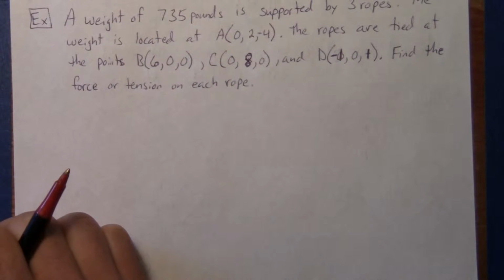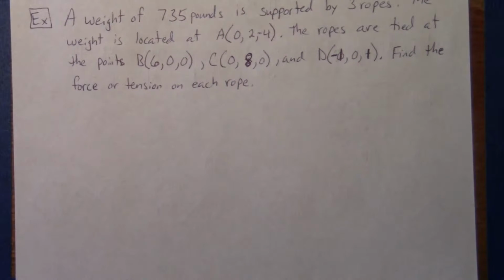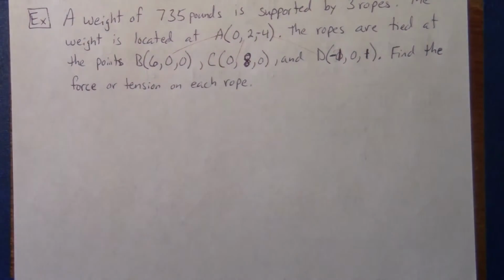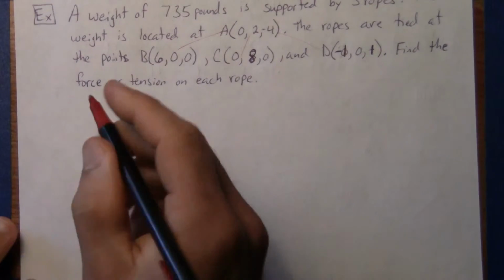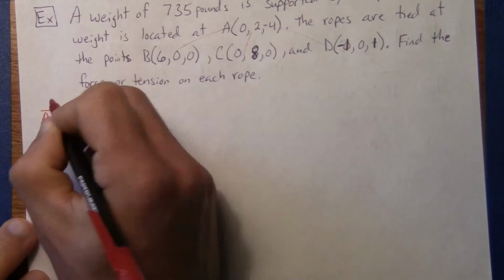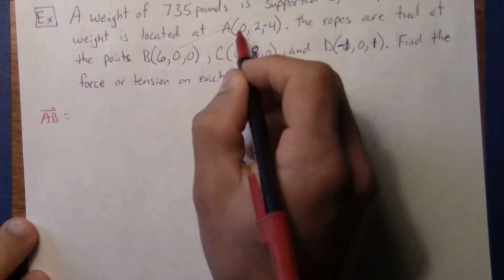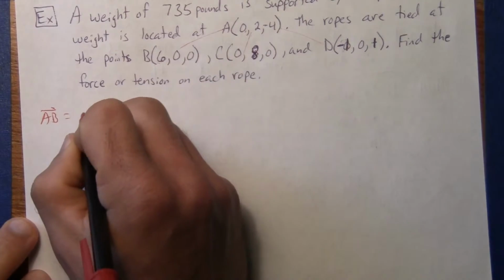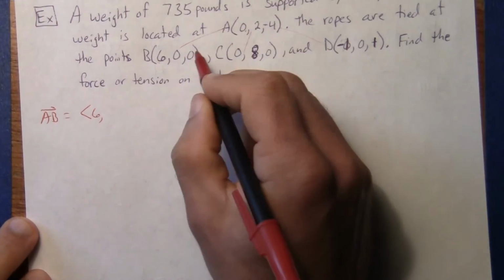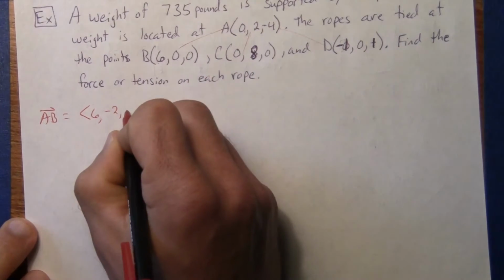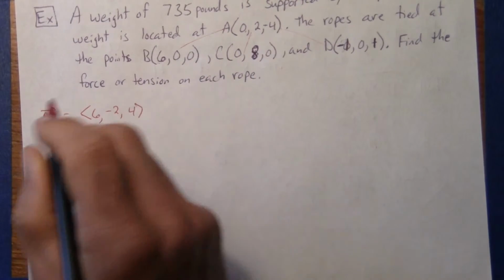Now in class we wrote down some steps that you should probably do for this. And what you're going to want to do is find the unit vector for each rope to the weight. So I need to find a vector from A to B, from A to C, and from A to D. I'm going to find the vector from A to B, so I'm going to take B minus A. So it's 6 minus 0, or 6. It is 0 minus 2, so -2, and then 0 minus a -4, so +4.